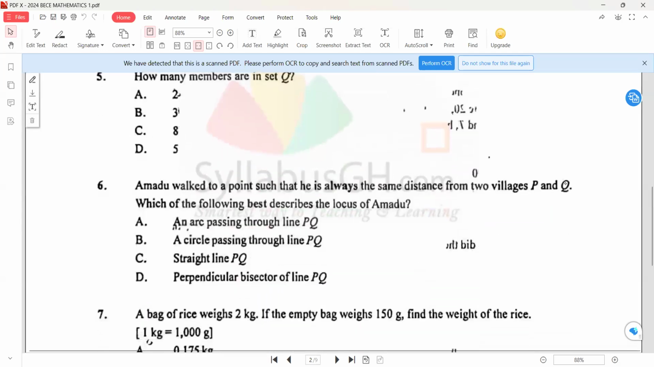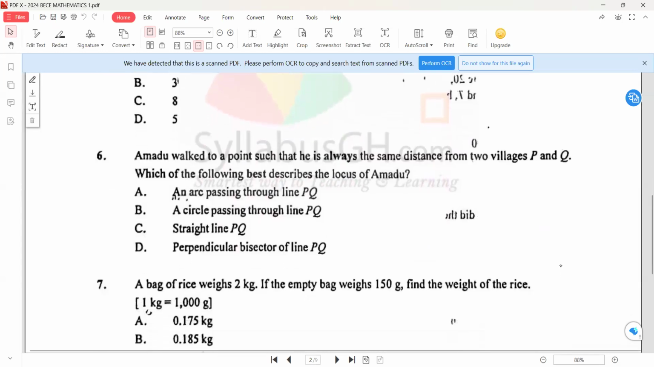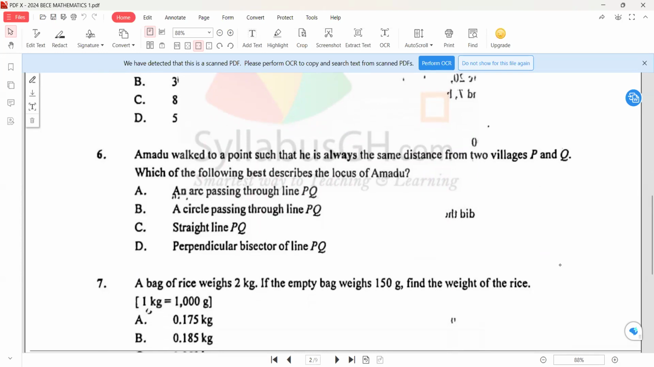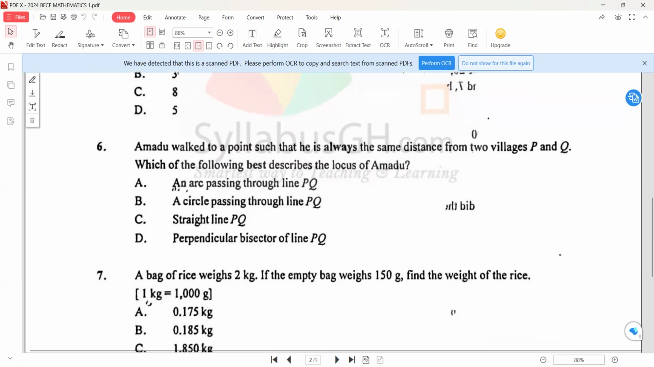Amadou walked to a point such that he is always the same distance from two villages, P and Q. Which of the following best describes the locus of Amadou? When the locus of a point equidistant from two fixed points is applied, it means that you go in between P and Q. That is locus 2, the locus of a point equidistant from two fixed points, and that's a line bisector. So it's going to be the perpendicular bisector of PQ, which is option D.